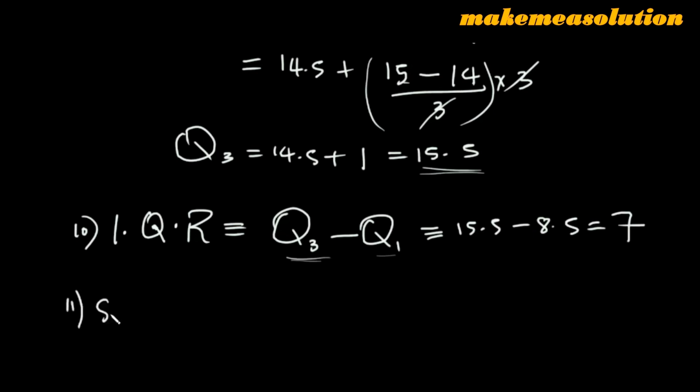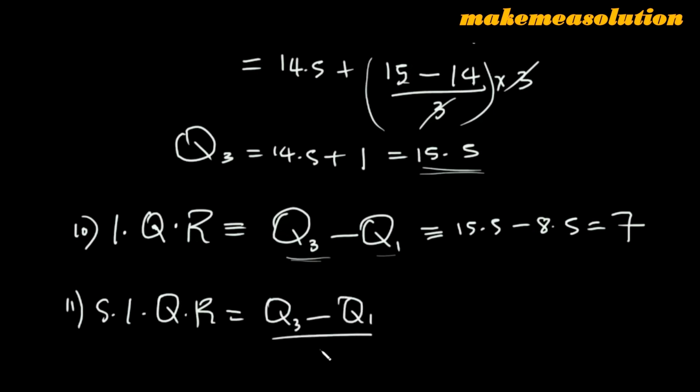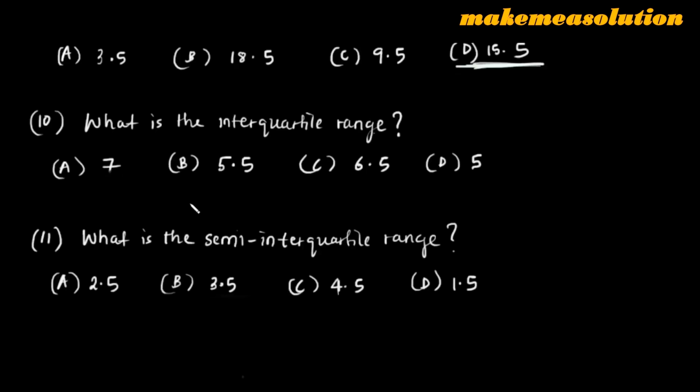Number 11, your semi-interquartile range is giving us what? Your semi-interquartile range is going to be Q3 minus Q1 divided by 2, okay? Half of the interquartile range, which is 7 over 2, eventually that's 3.5. So the value of our interquartile range is 7, and the value of our semi-interquartile range is 3.5.